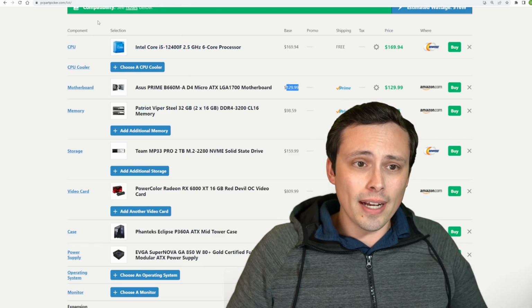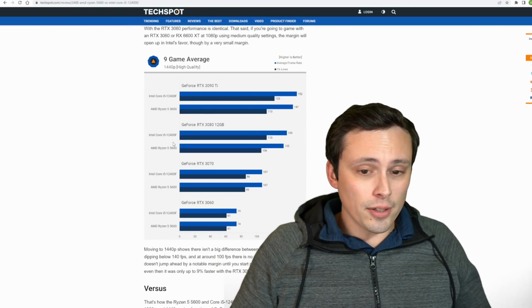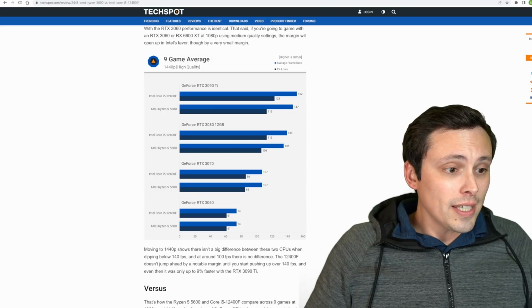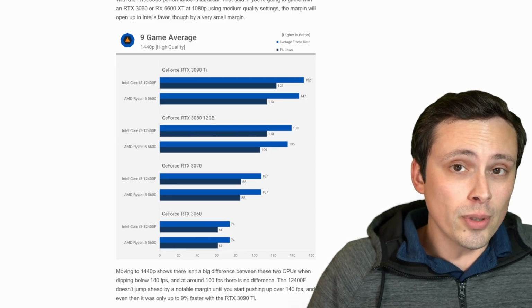So there's a lot of reasons why I went this route, including performance. So this is from TechSpot over here, not my own benchmarks, but what we're actually looking at is the performance of the Ryzen 5 5600 and the 12400F.